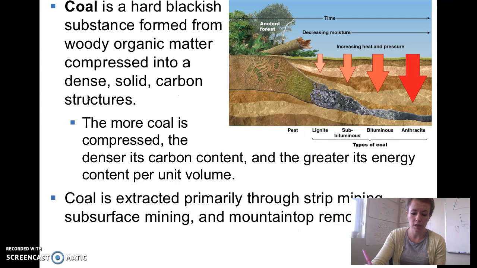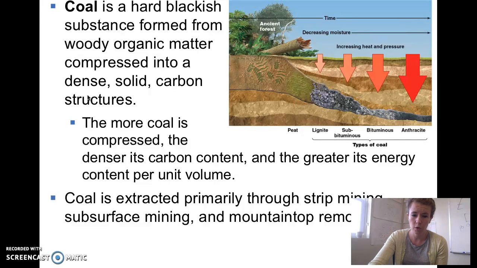Okay, so now let's talk about the different kinds of fossil fuels. So coal is one of the big three. It's a hard, blackish substance formed from woody organic matter compressed into a dense, solid carbon structure. So you know what coal looks like. It looks like a hard black rock.